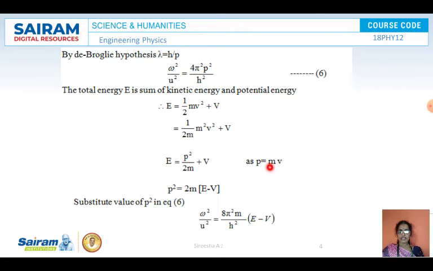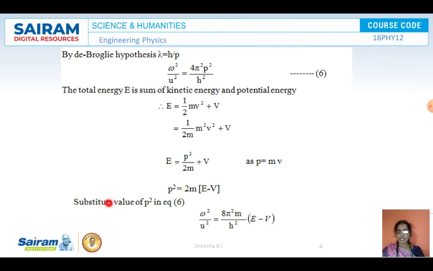We know that p is equal to mass into velocity. So in order to make this term in terms of p, we multiply and divide by m. So E is equal to p square by 2m plus V. Rearranging the terms, bring V to this side: E minus V, and 2m comes here. So we get p square is equal to 2m into E minus V.